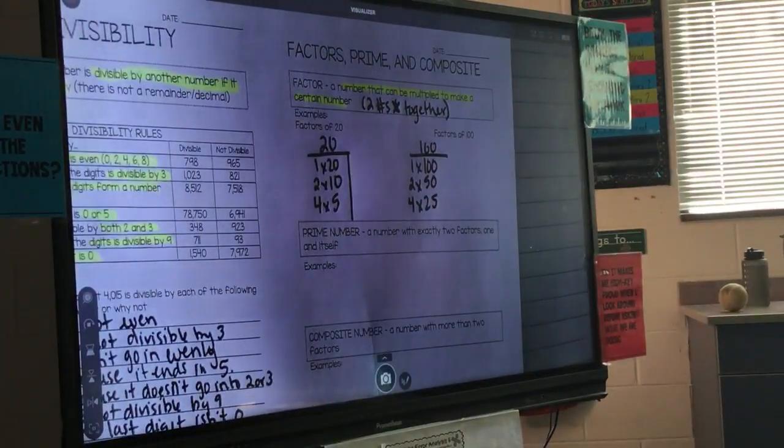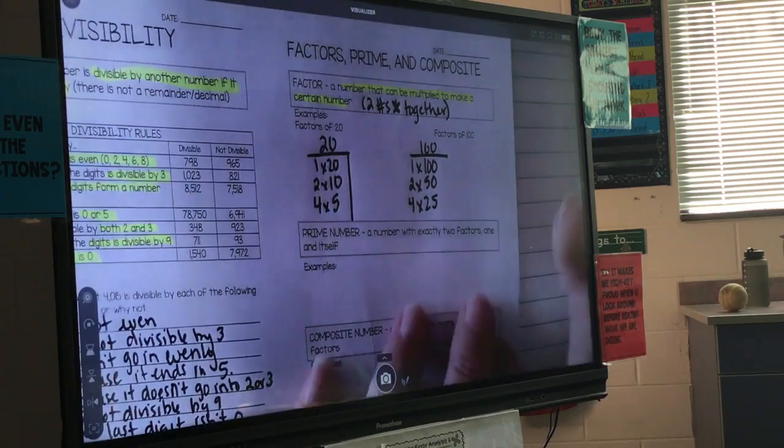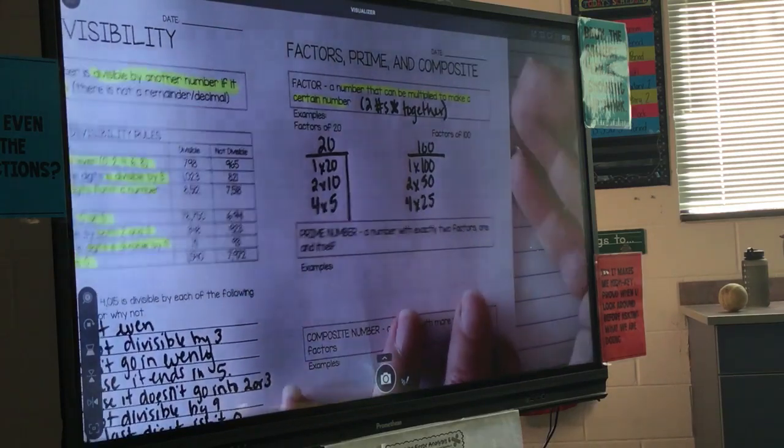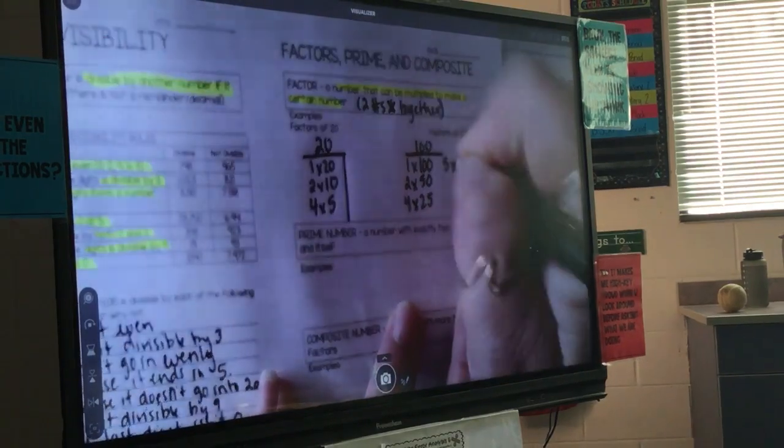Silas? Because it can't go to 0. So it doesn't go in evenly? No. Okay, just make sure. All right, what's the next one? Everly? 5 times 20. Okay, what about 6?